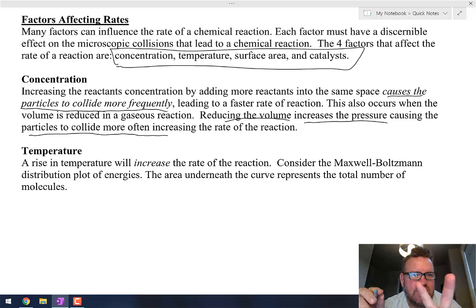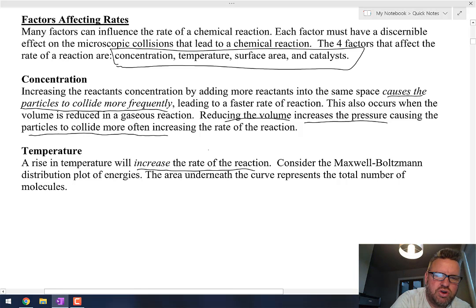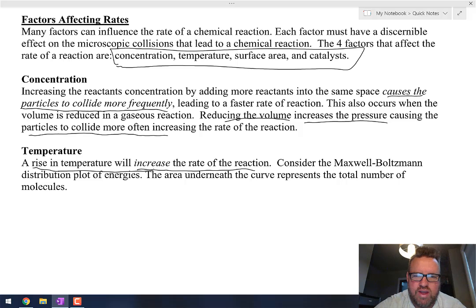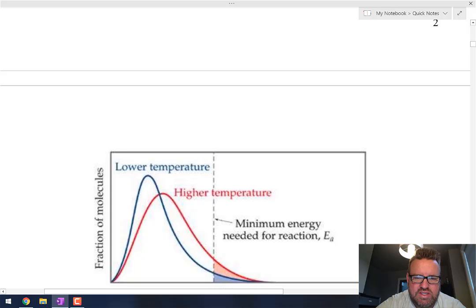The second thing that causes a reaction to go faster or slower is the temperature. When you increase the temperature, a rise in the temperature will obviously cause the reaction to go faster. One of the ways that they like to ask questions about temperature is by using what's called a Maxwell-Boltzmann distribution plot of energies, and it looks like this.